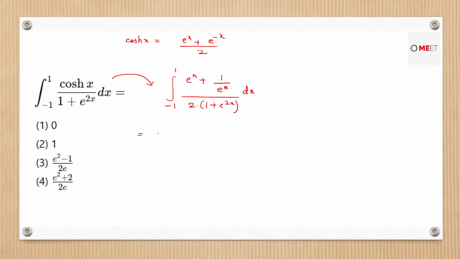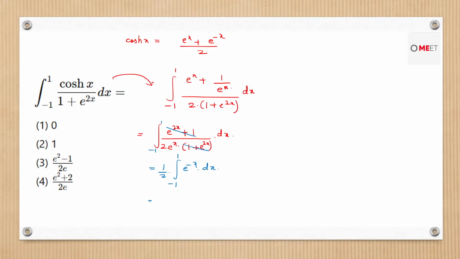Now if we take the LCM of this, it would be e power 2x plus 1 divided by 2 into e power x into 1 plus e power 2x into dx. So here the numerator and the denominator terms will cancel out each other, and we would be getting this as 1 by 2 into e power minus x dx, with -1 to +1 as the limits.